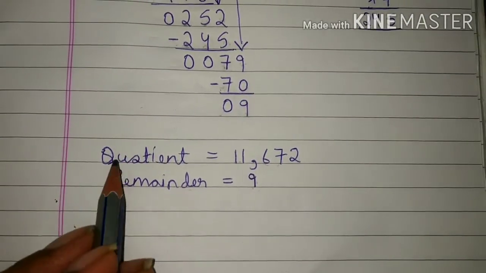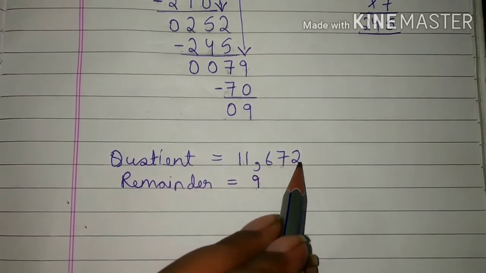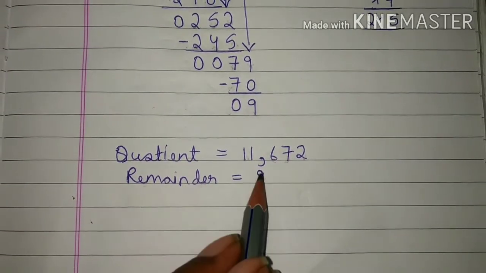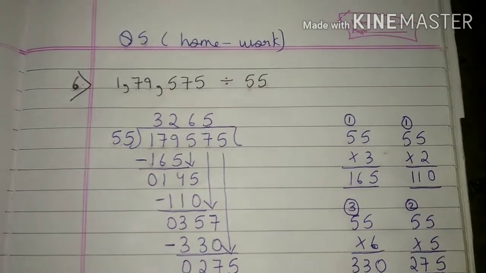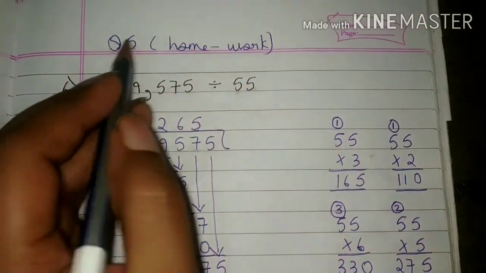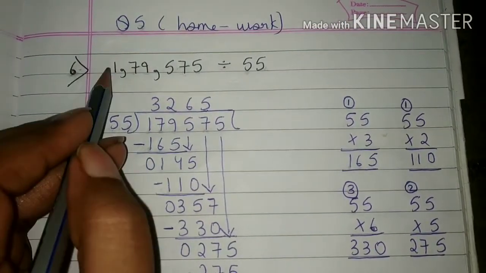Students, quotient is 11,672. Remainder is 9. Students, question 5, this is your homework. So now come to 6th question.